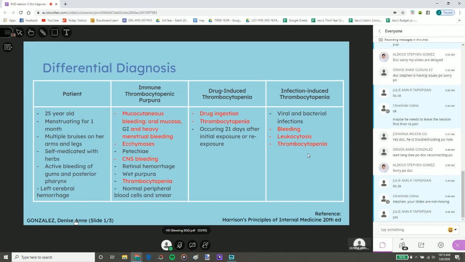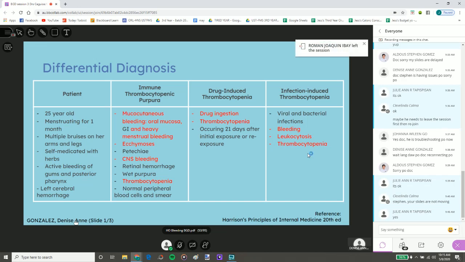In relation to this, according to Harrison's, drugs that commonly produce thrombocytopenia are chemotherapeutic drugs and other drugs such as acetaminophen, amlodipine, furosemide, ibuprofen, and more, and yet there was no mention in the history of the patient of such drug intakes.